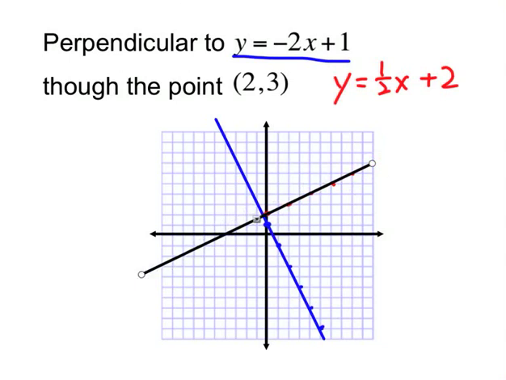Now, let's make sure we did this right. First of all, they look perpendicular, so that looks good. Now, we got to make sure that this line actually goes to the point (2, 3). So 1, 2, 1, 2, 3. There it is. It does go through the point. It does go perpendicular to this line, so we're good.